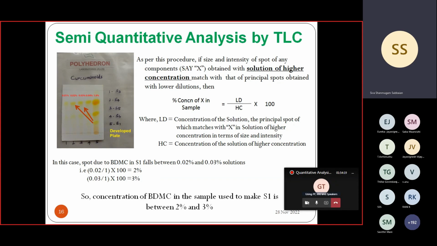For urgent analysis, we can adopt this mechanism, where we don't require even a UV spectrophotometer to detect this. Just a UV chamber is okay if it is a white, uncolored sample. Okay, I hope this is explained to the best of my capability. I'm going to the next slide.